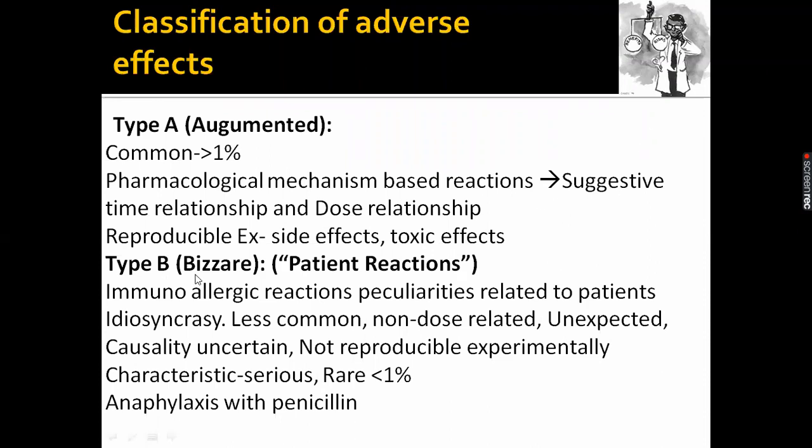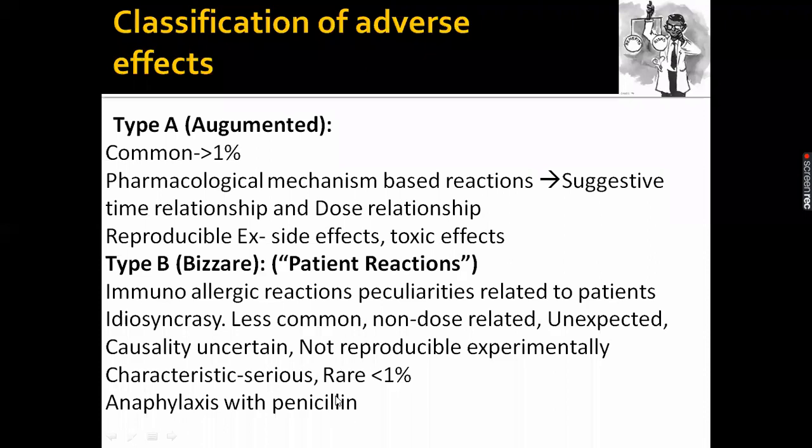Then type B or bizarre reactions. Type B reactions are further subclassified. We call them patient reactions. So immunoallergic reactions, and the peculiarity here is idiosyncrasy, drug dependent, which is actually not related to the mechanism. That is the peculiarity here. They are less common, not dose related, unexpected. So causality will be uncertain, no reproducibility will be there.